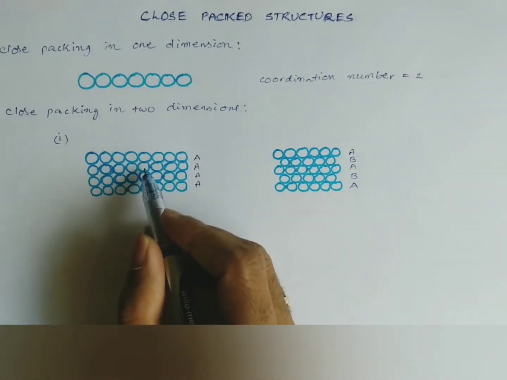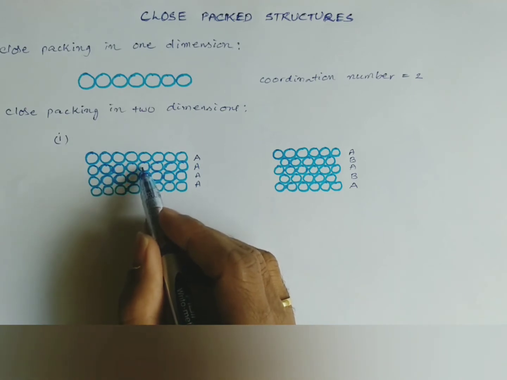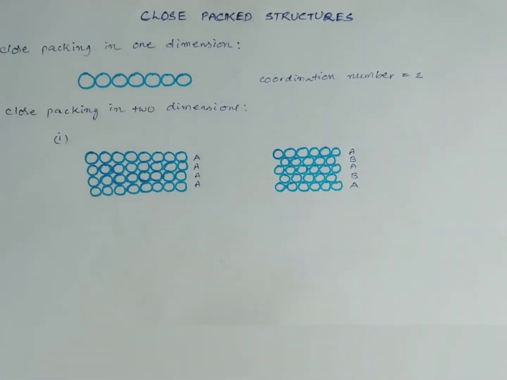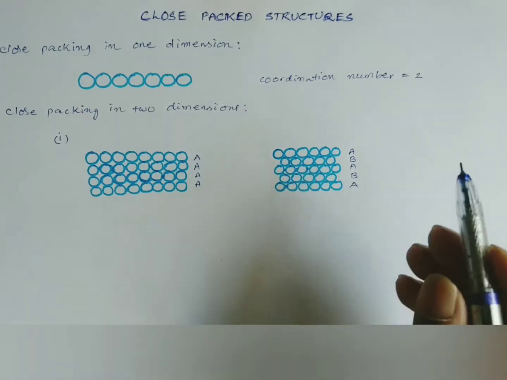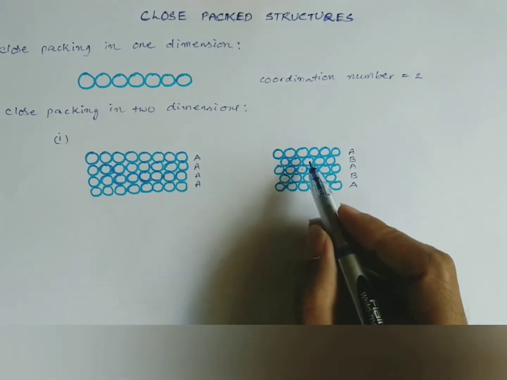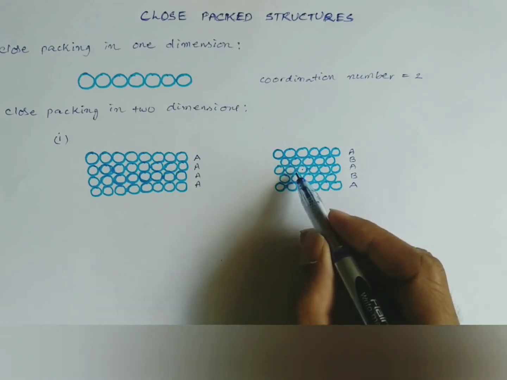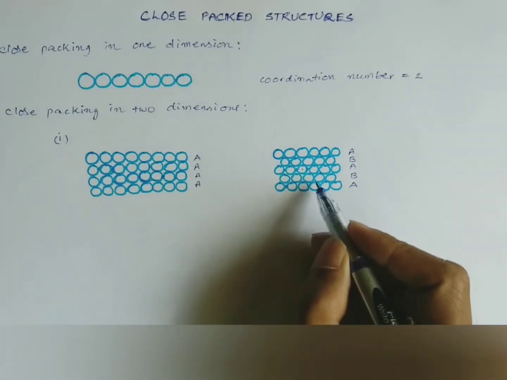In the first type, each atom is surrounded by 4 atoms. So see here, if you consider this atom, it is surrounded by 1, 2, 3, 4. These are the 4 atoms touching the sphere. So that is why the coordination number is 4. In the second type, each atom is surrounded by 6 atoms. So that is why the coordination number is 6. Let us consider this atom. So this is surrounded by 6 atoms like this, 1, 2, 3, 4, 5, 6. These 6 atoms are touching this central sphere. So here the coordination number is 6. Here it is 4, here it is 6.